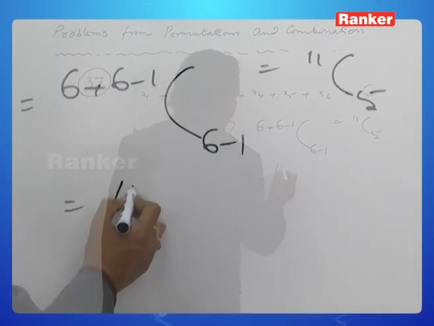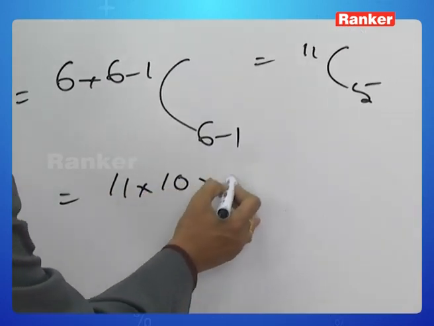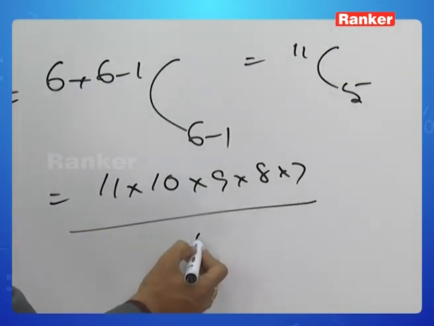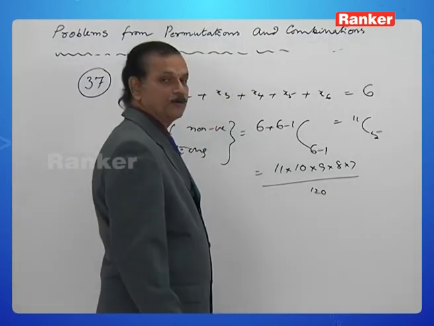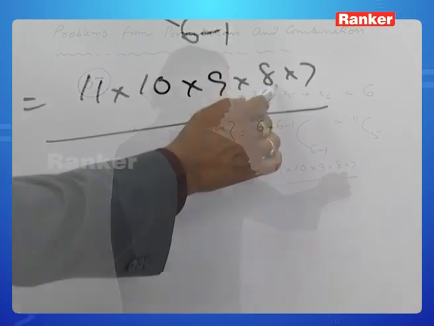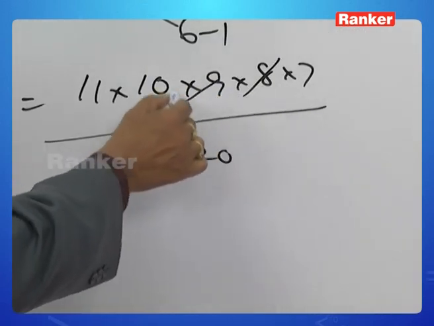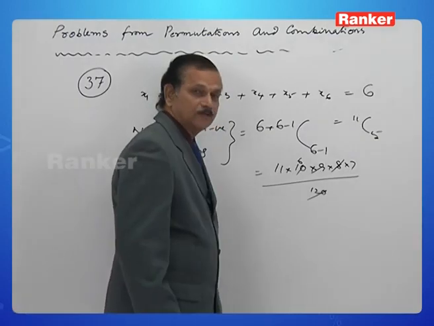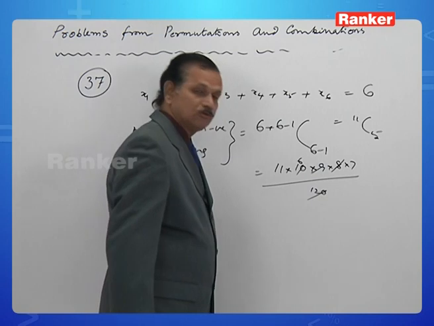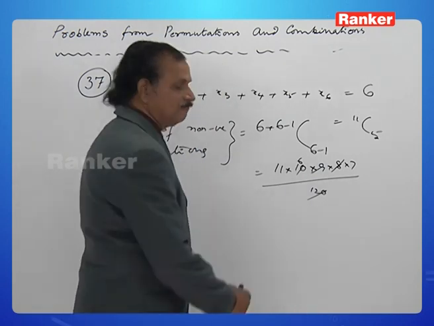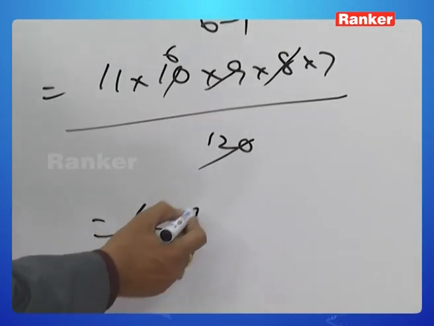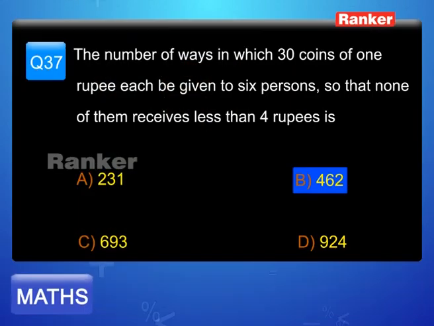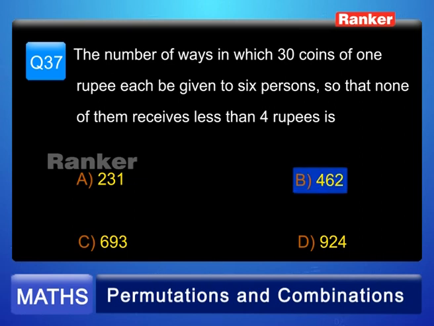It is nothing but 11 into 10 into 9 into 8 into 7 by 5 factorial, that is 120. 9 8s are 72. This is 720. This 720 in 120, it goes 6 times. So 6 7s are 42 and 42 11s are 462. What is the right option? Option B is the right option. That is the second option.